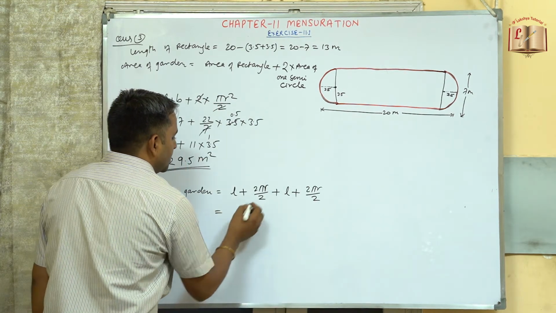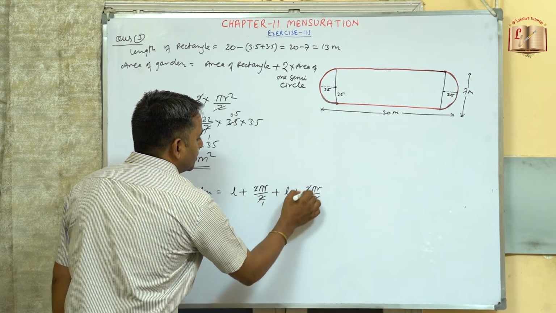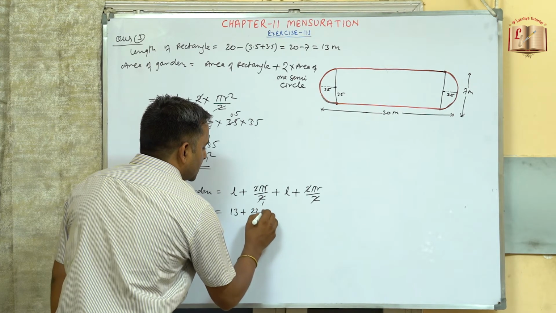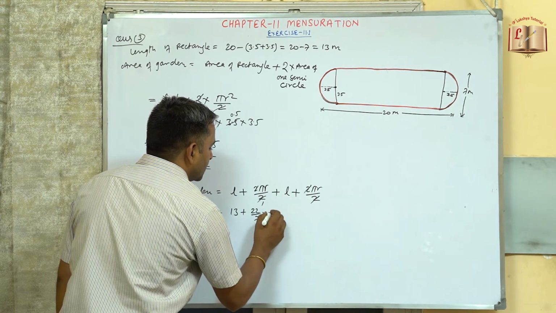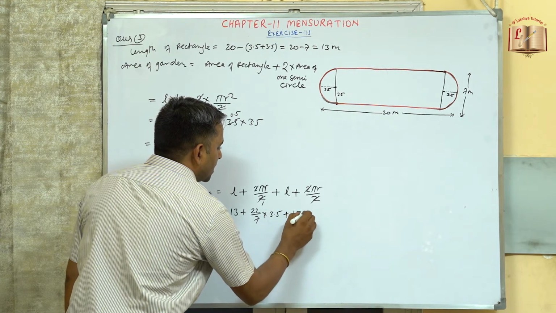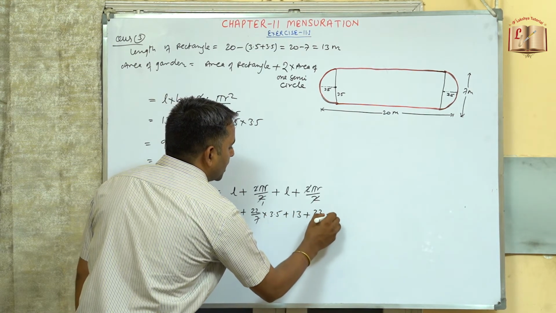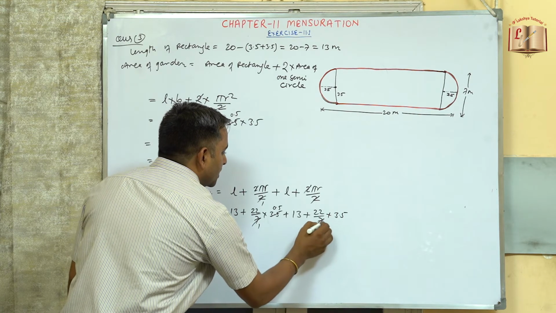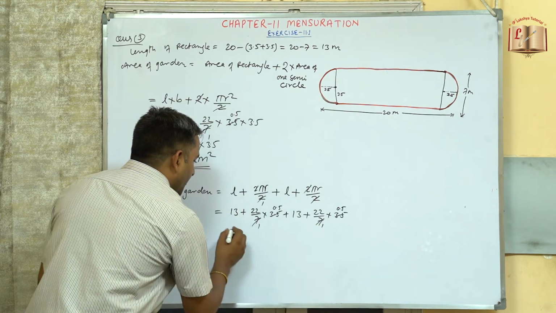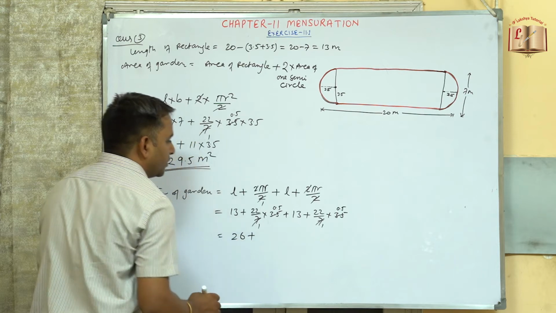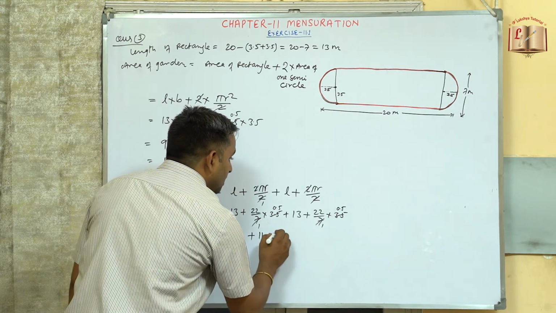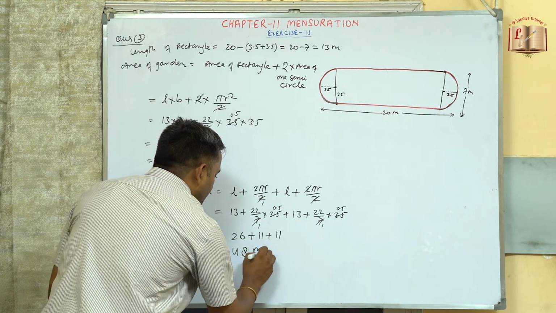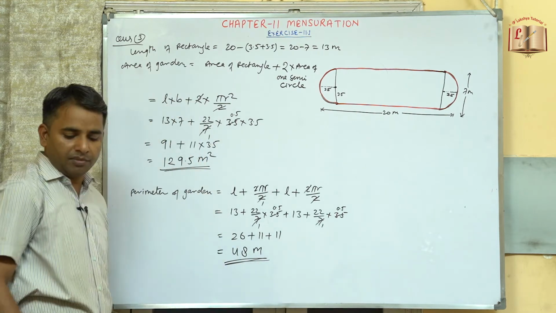Now we can simplify it. So this 2 and this 2 cancel. So length is 13 plus 22 by 7 into 3.5, plus length is 13 plus 22 by 7 into 3.5. Now we can simplify it. So this is 0.5 times and this is 0.5 times. So this will be 26 plus 11 plus 11. So this is now 48 meters. So 48 meters is the perimeter of this garden.